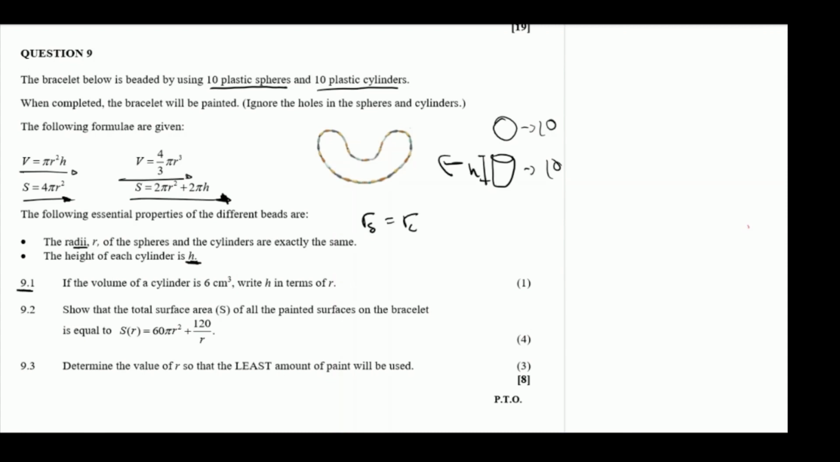9.1. If the volume of the cylinder is 6 centimeters cubed, write down h in terms of r. So we're talking of the cylinder, and we are told that the volume is equal to 6 centimeters cubed, the volume of a cylinder.